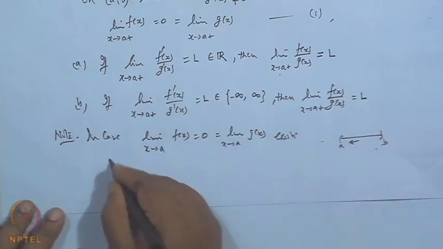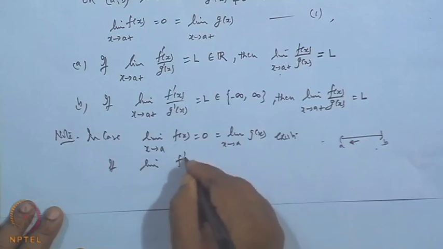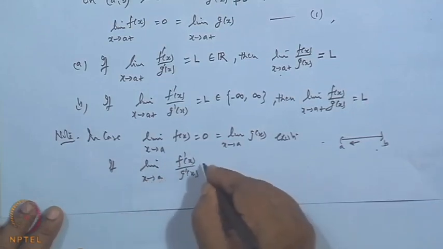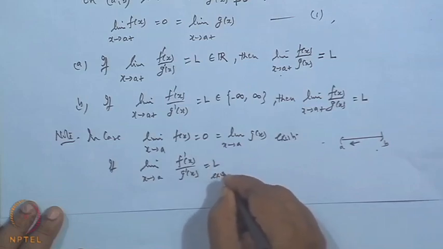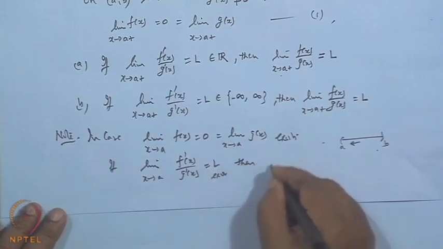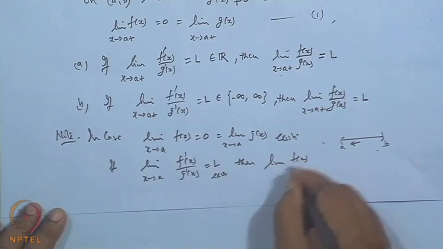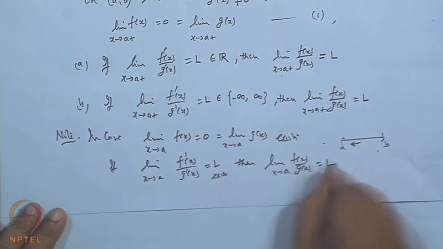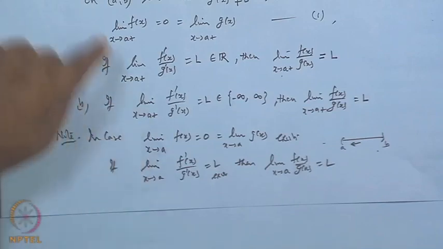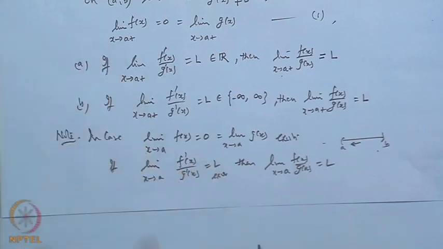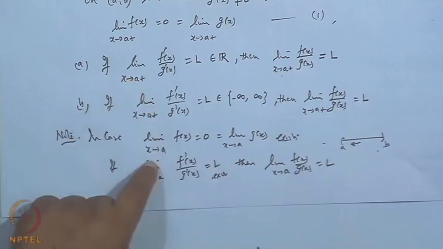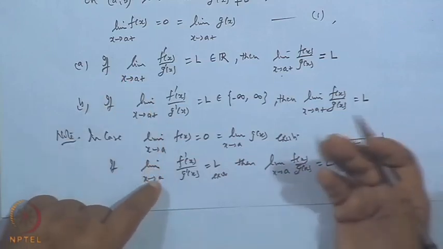Then if the limit of this ratio f prime over g prime as x tends to a exists and is equal to L, then the limit of their ratio will also exist and will be the same as L. It means the proof will remain the same whether we replace a plus by a minus, provided the limits are there.